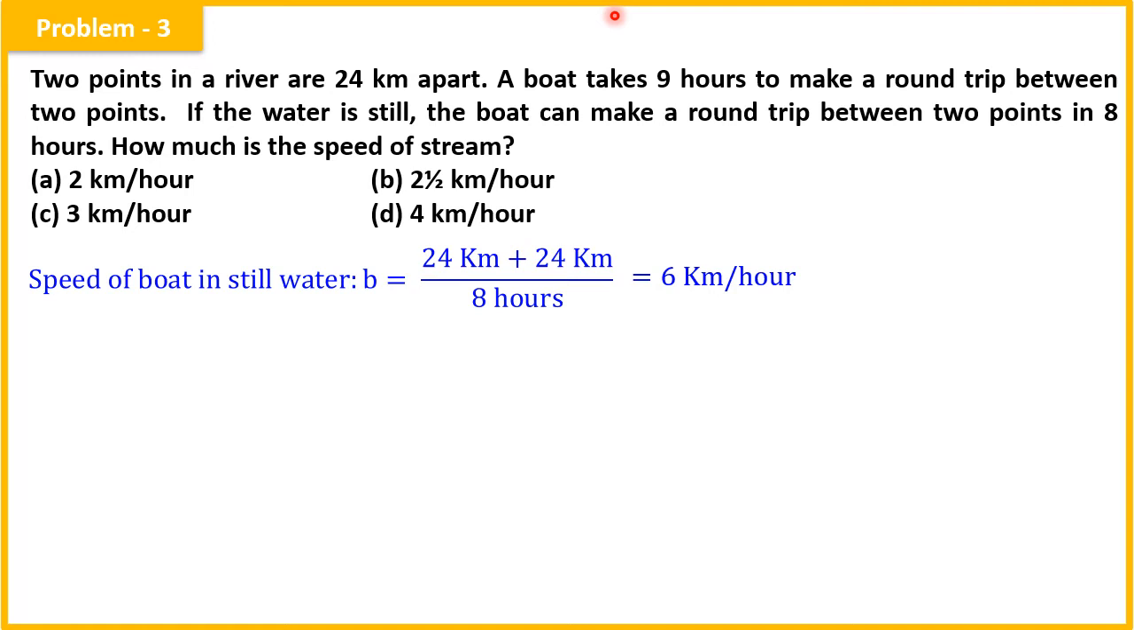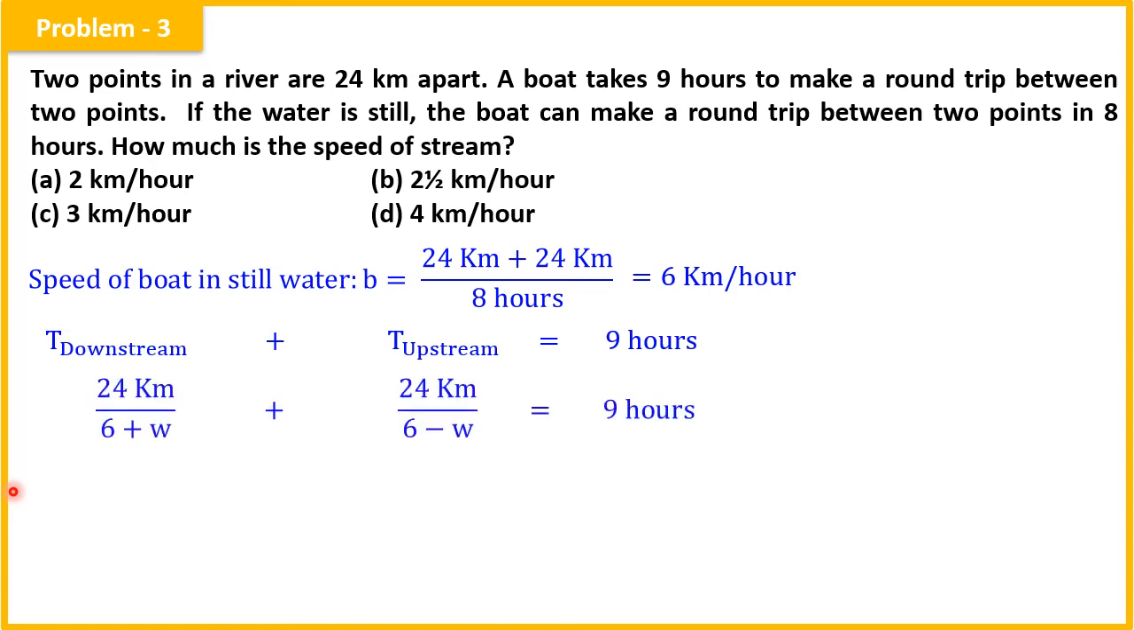Now, if the water is not stationary, it is flowing at the speed of W, then the boat takes 9 hours as mentioned in the question. So I will say time to go downstream plus time to return upstream is equal to 9 hours. Now how much kilometer he is going downstream? Obviously 24 kilometer, and same 24 kilometer he is returning upstream. Now we can express this time of upstream and time of downstream as distance divided by speed. So I will write it like this.